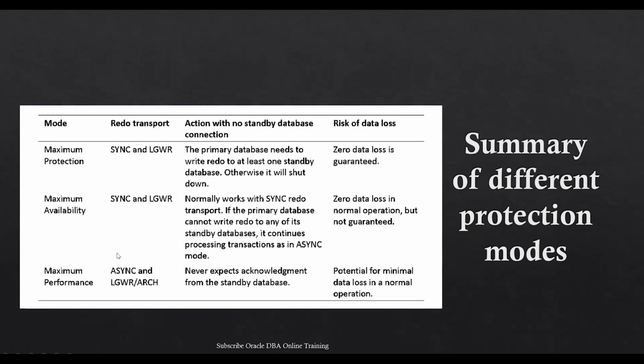The last one is maximum performance, and that is async and LGWR. Along with that, you can also use the archive process to perform these operations. There is no acknowledgement happening between the standby and primary database. Okay, so this is the complete summary behind the protection modes.